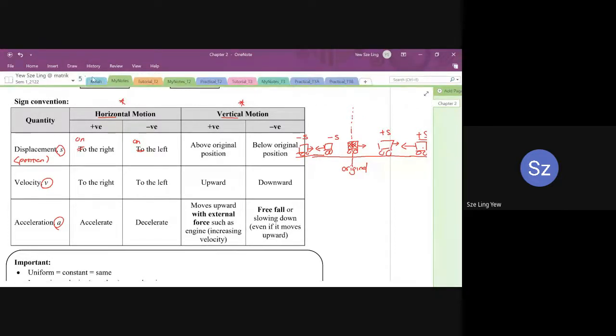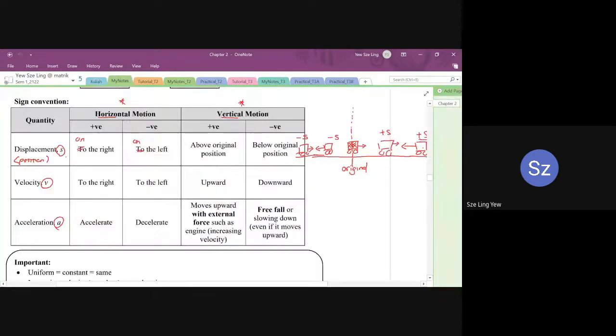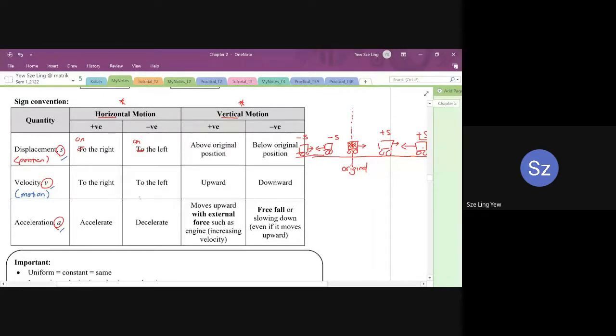That's why I say you don't look at the diagram just now. The diagram gives you directions of motion, which is not useful in our case, because we need to take into consideration the sign for three different items, S, V, and A. Now, let's look at velocity. For velocity, you look at the direction of motion.